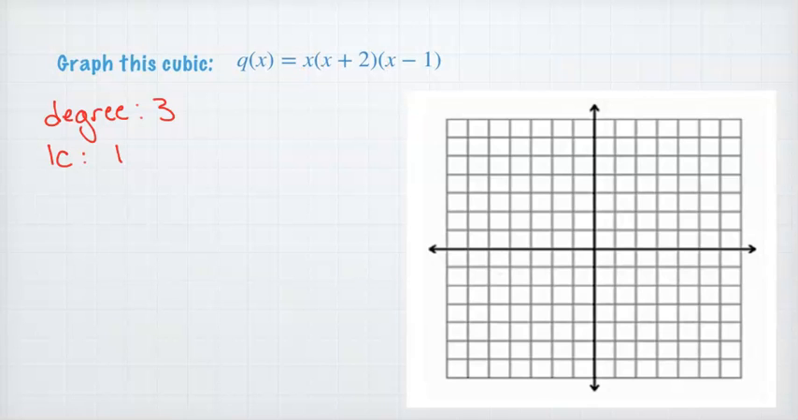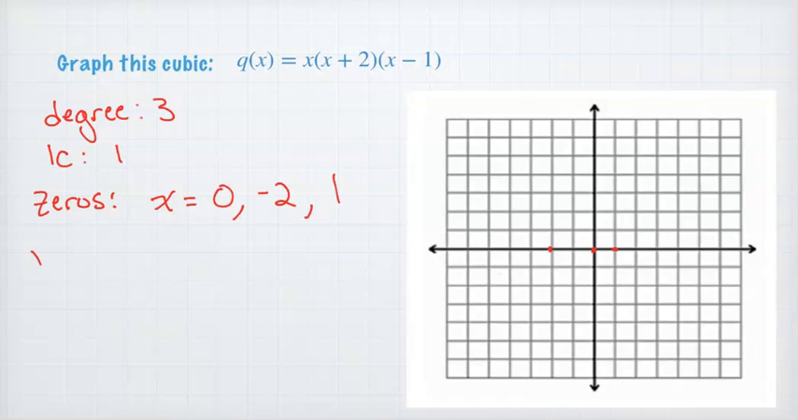All right, I'm going to look for my zeros. The value of x that makes the first factor 0 is 0. The value of x that makes the second factor 0 is negative 2. And the value of x that makes that third factor 0 is positive 1. So I have zeros at 0, at negative 2, and at positive 1. So I'm going to go ahead and note those on my graph.